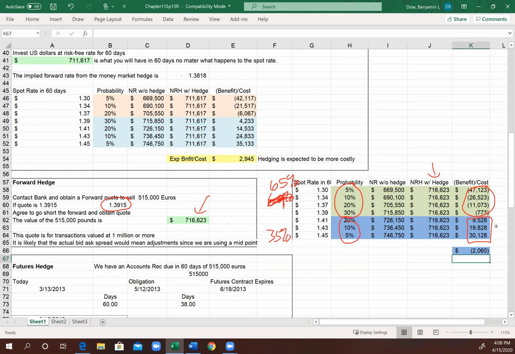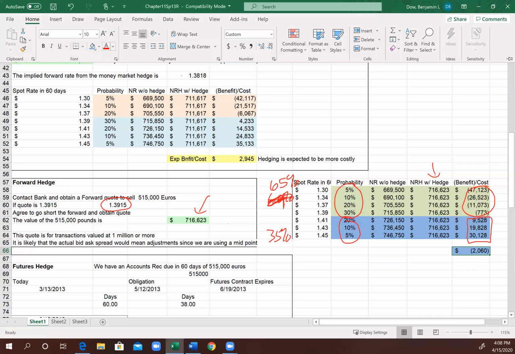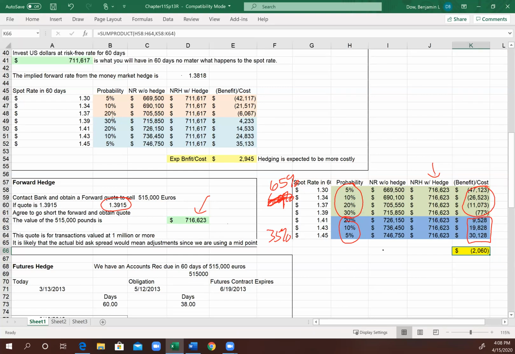And if we look at the weighted average, we can see that utilizing that hedge with a forward rate actually has a negative cost, meaning that there is an expected benefit to using the forward hedge. Because with the forward hedge, we were able to sell the pounds 60 days forward at $1.3915. That was the forward rate, and the forward rate ended up being much better than what we got using the money market hedge.